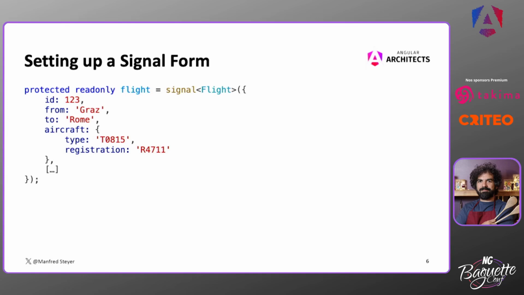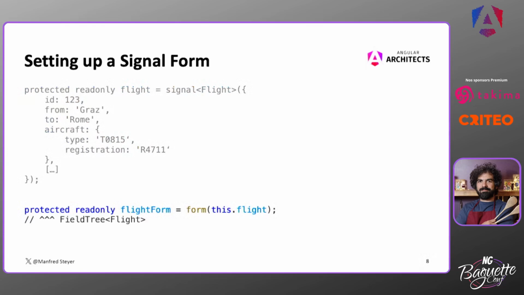Once you have this data structure inside of one signal, you put this signal into this form helper, and what you get out is a so-called field tree. A field tree is a deeply nested signal. A signal with signals with signals. That means each and every node in there, the ID, from, to, the aircraft with its type and its registration number, becomes a signal of its own.